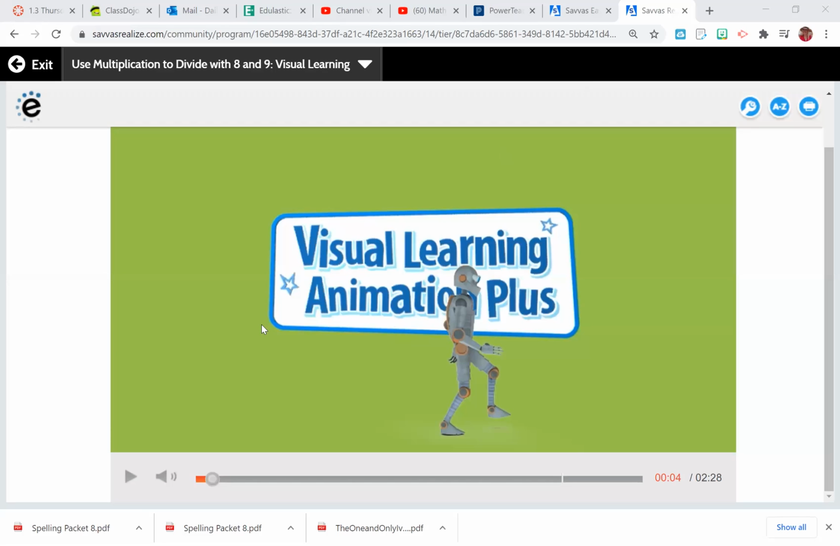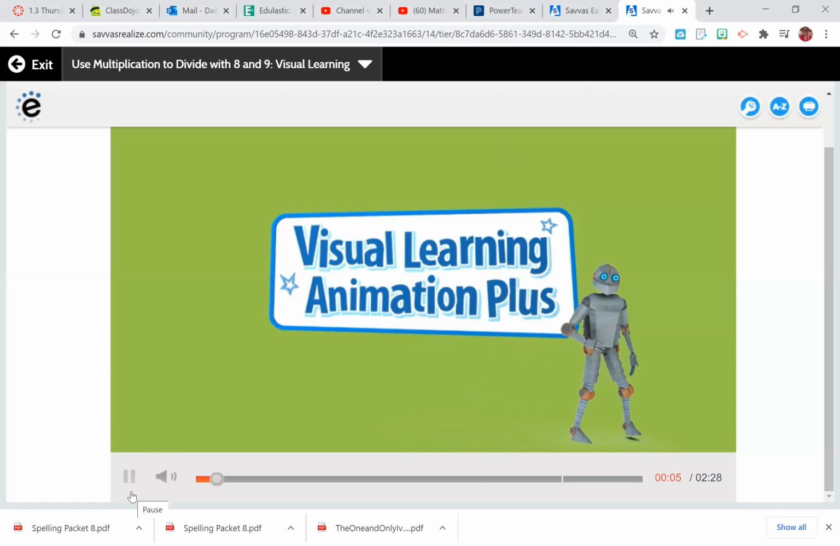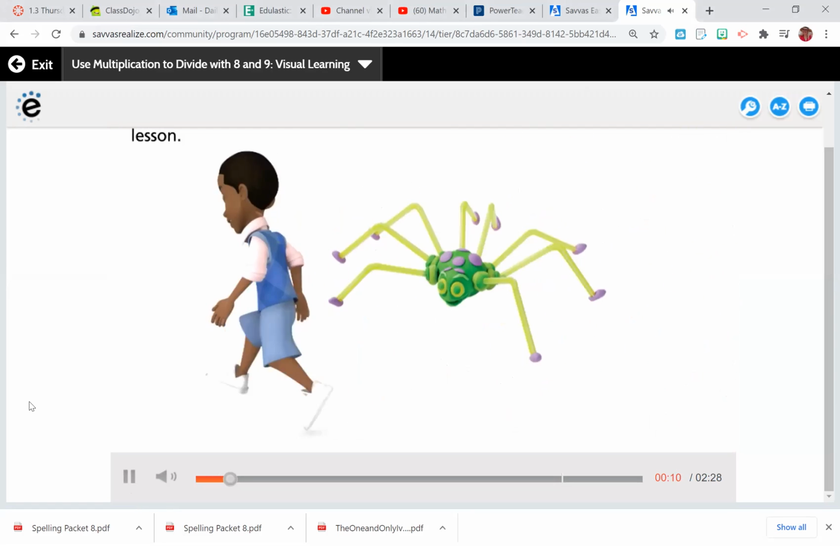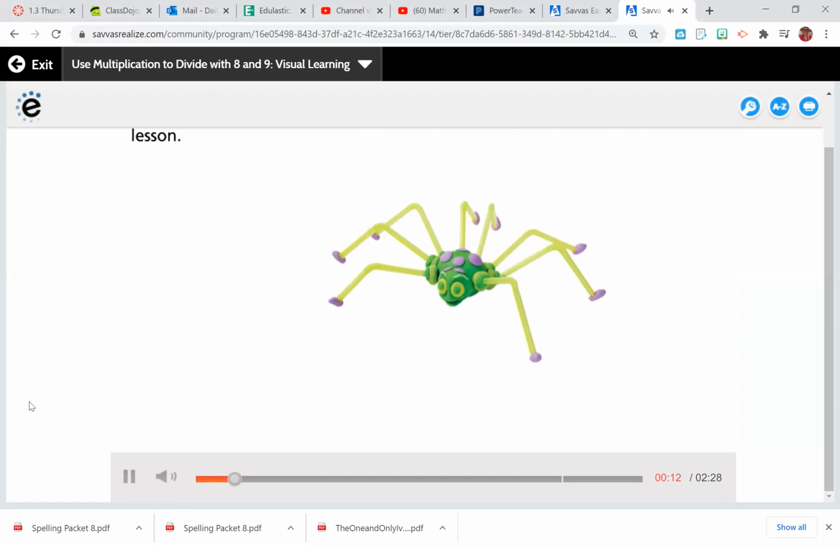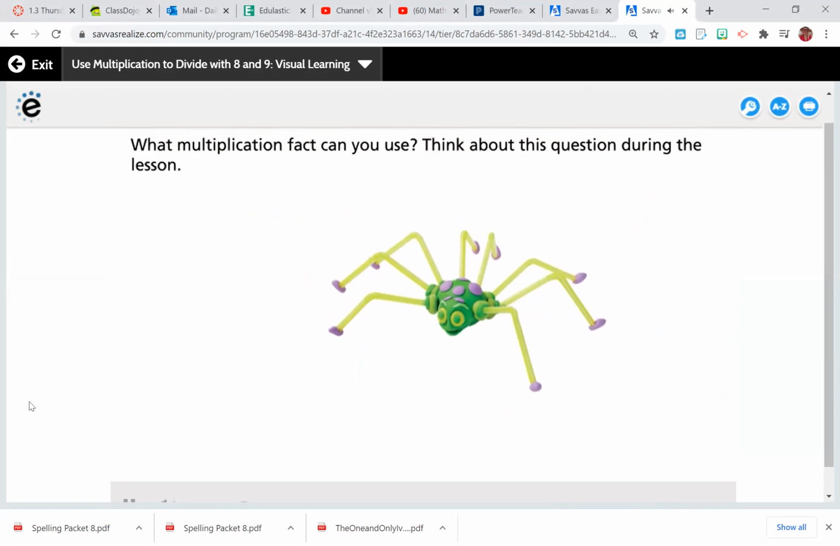Hello, third grade, and today we're going to be looking at strategies for dividing by 8 and 9. What multiplication fact can you use? Think about this question during the lesson.